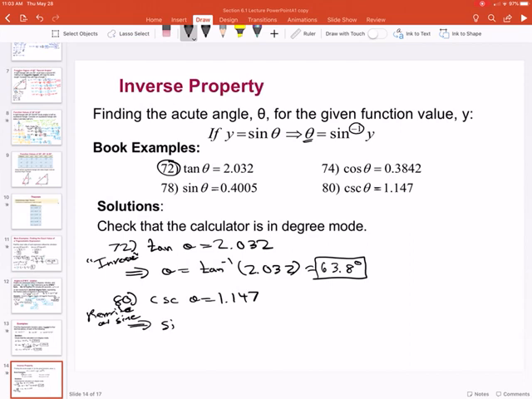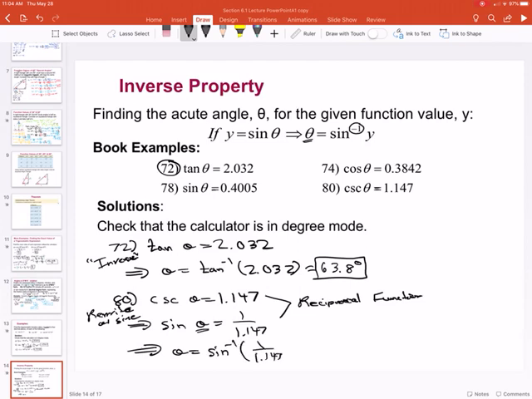So that implies sine theta is equal to what? 1 over 1.147. Remember, these are reciprocal functions, so we'll make that note. We're using our reciprocal definition. So sine theta, the reciprocal of 1.147, is 1 over 1.147. And now we can use inverses. So to find theta, theta is equal to sine inverse of 1 over 1.147. Let's go ahead and type that in.